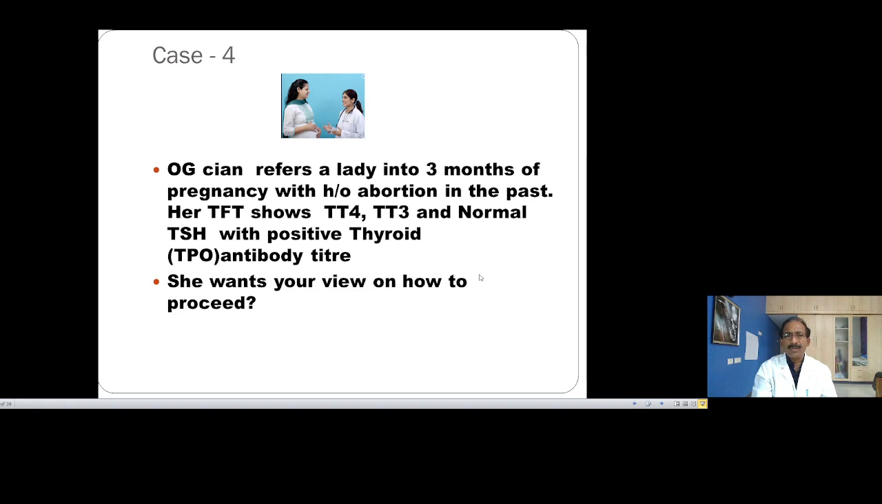She wants your view on how to proceed, and you can explain easily that total T3 and T4 fractions may be high in normal pregnancy. I'll talk about that later in other cases. But it can be quite normal. Yes, the TSH can be normal, and the antibodies are positive. She wants your view on how to proceed.